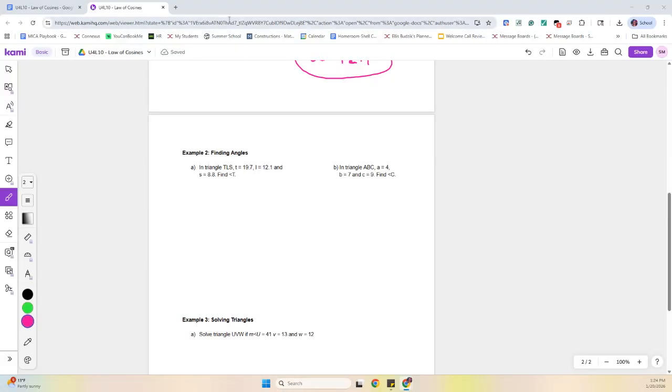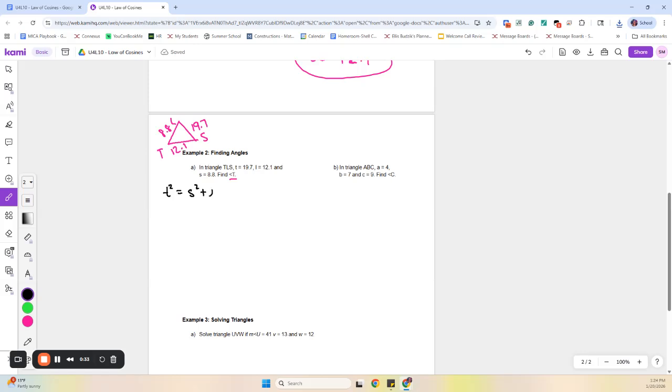All right, with example 2, we're finding angles now. It says in triangle TLS, so let's draw out this triangle. TLS, T is 19.7, L is 12.1, and S is 8.8. Find T. Because we're finding angle T, I'm going to start my formula with T because that's going to be my bookends. I'm going to do T squared equals my two other sides, which are S and L.